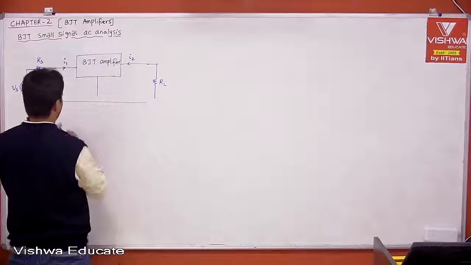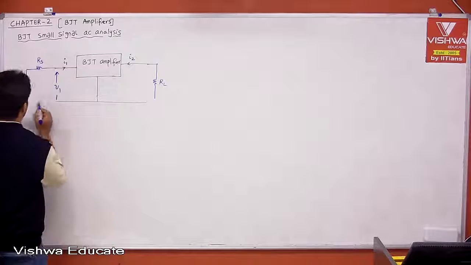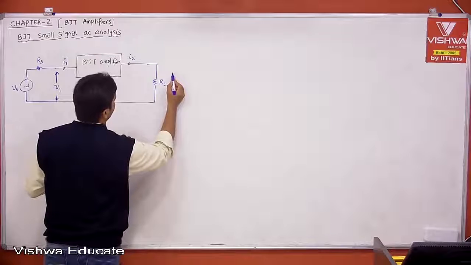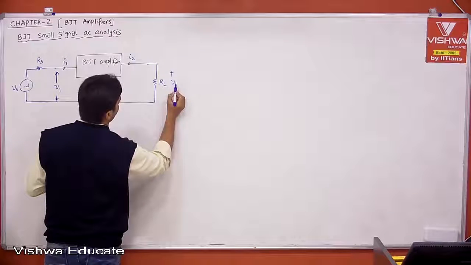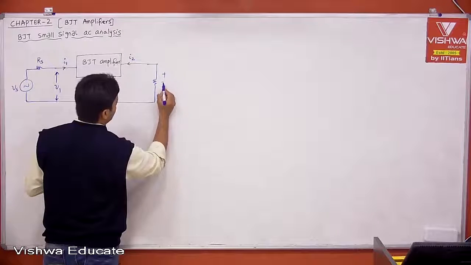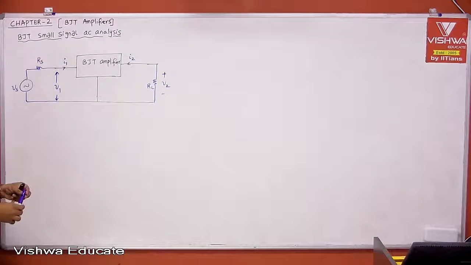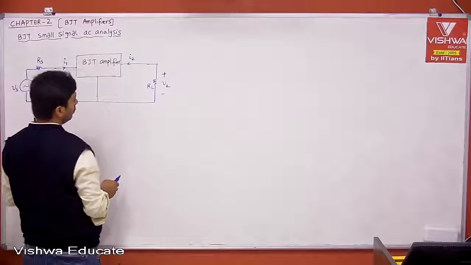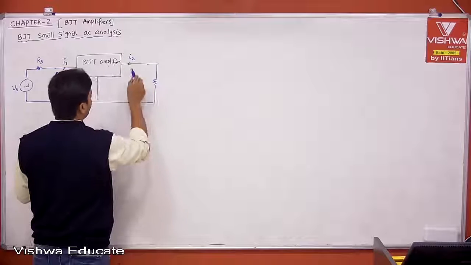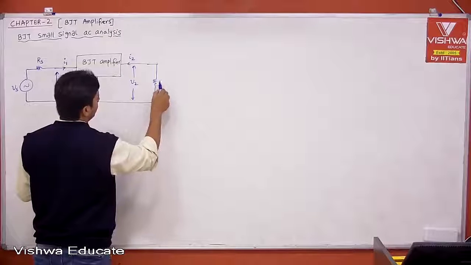This is our common terminal. Therefore, this is the voltage source we are applying, this is the load, and this is our output voltage V2, and this is the load. Okay, with respect to two-port network analysis, this is your V2. Maybe if you are confused, this is your V2, right? And this is your RL.